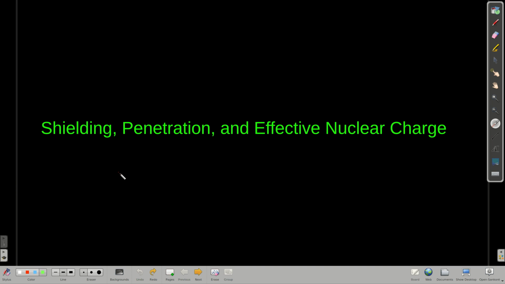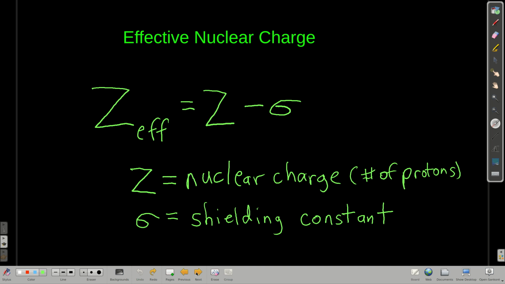In this module, we're talking about what's called effective nuclear charge and shielding and penetration. These are concepts that explain a great deal of the behavior of the different elements. So, effective nuclear charge is equal to the nuclear charge, which is just the number of protons, minus something called a shielding constant. Now, yes, this is an equation, but don't worry, you're not going to calculate anything with it. It's just the concepts here, all right?